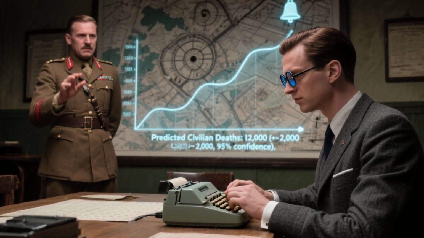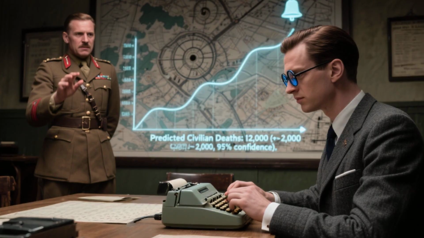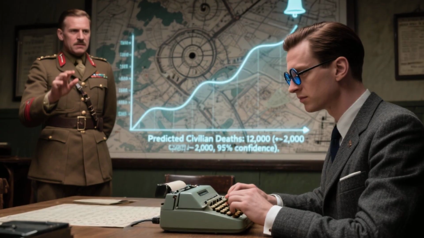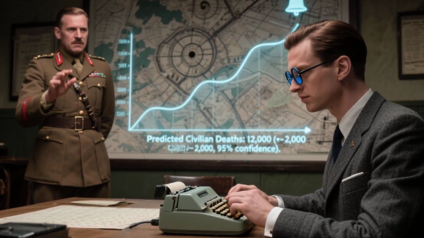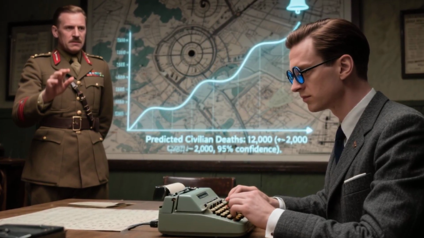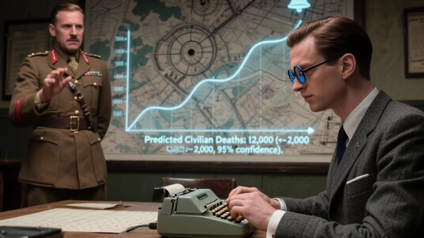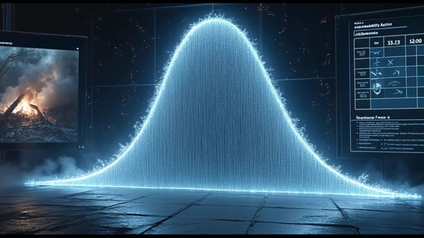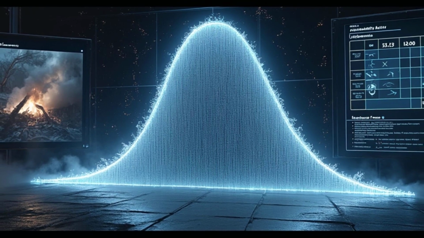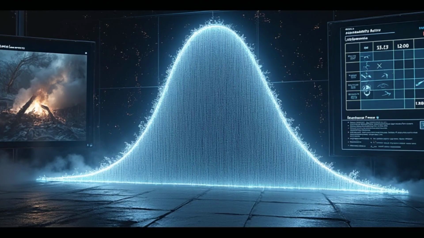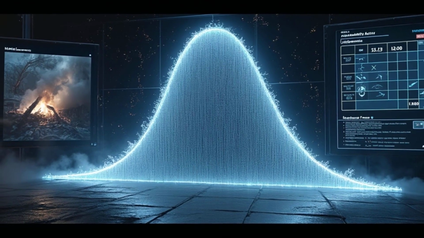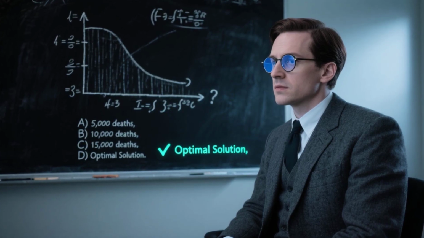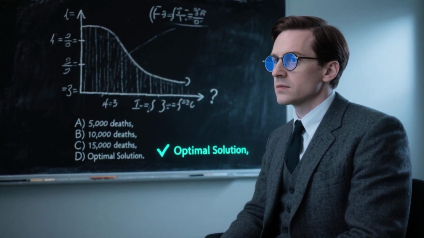Think about how this worked in practice. A general would propose bombing a German industrial target. The operations researchers would plug the numbers into their formulas. The curve would spit out its prediction: 12,000 civilian deaths plus or minus 2,000 with 95% confidence. Then came the crucial question: was 12,000 acceptable? The bell curve made this question feel answerable, scientific, rational. The mathematicians had transformed a moral horror into a statistical optimization problem. They had turned mass murder into a multiple-choice question with a mathematically correct answer.